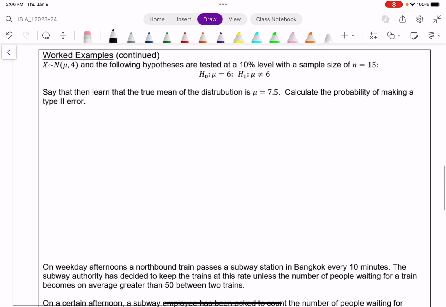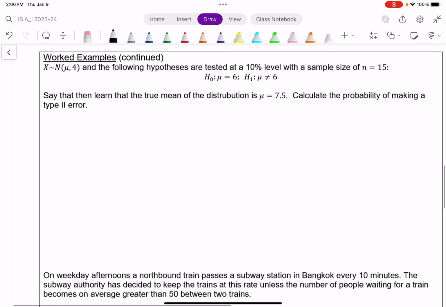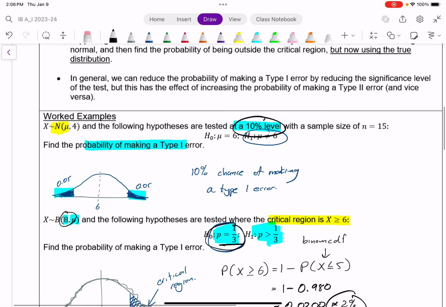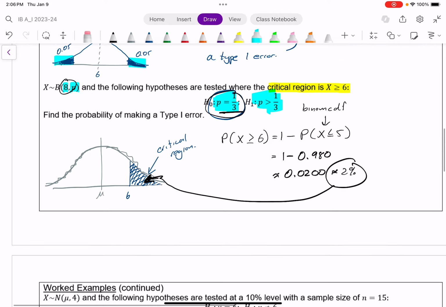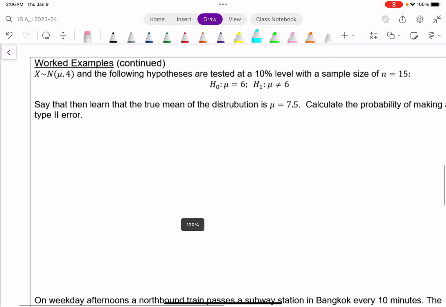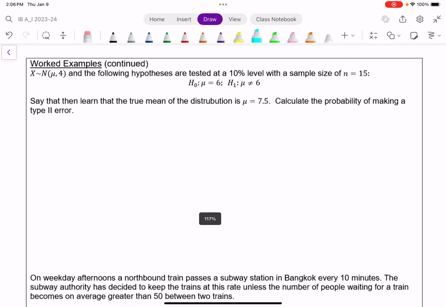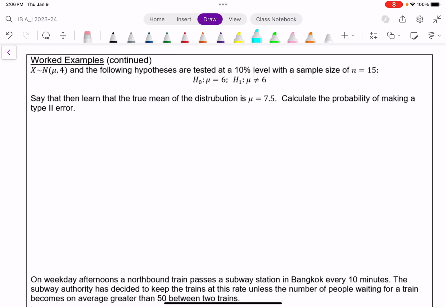All right, type 2 errors are the other way around. When we don't reject H naught, but we actually should reject it, it actually is false. So the other way around. These will be a bit more work to think about. So here I'm going back to my first distribution, where a type 1 error was quite quick. The probability of a type 1 error is 10%. But what's the probability of a type 2 error?